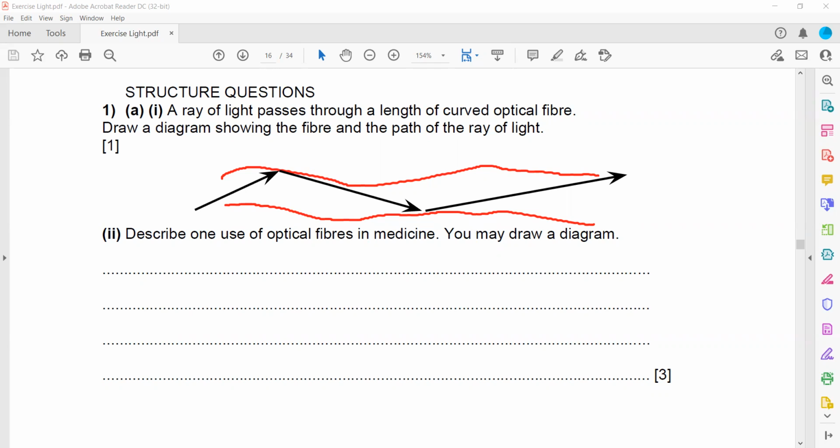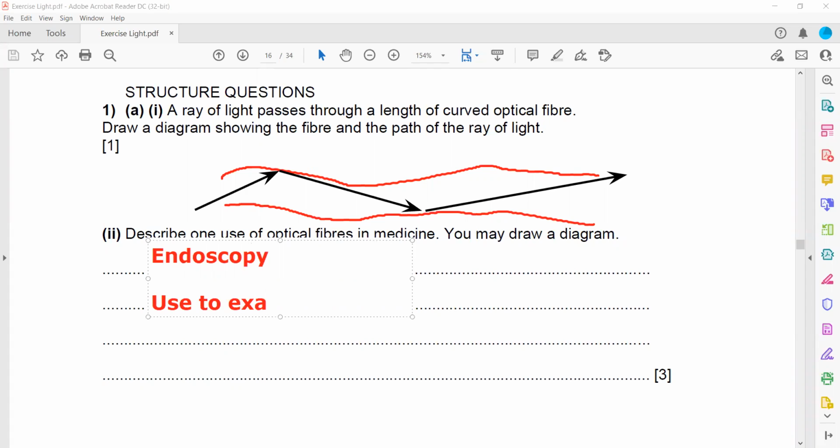Describe one use of optical fiber in medicine, and you may draw a diagram. So how do we use optical fiber or fiber optic in medicine? Basically there is a technique known as endoscopy. Endoscopy is used to examine the internal organs of the body. And how can it be used to examine the internal organ?